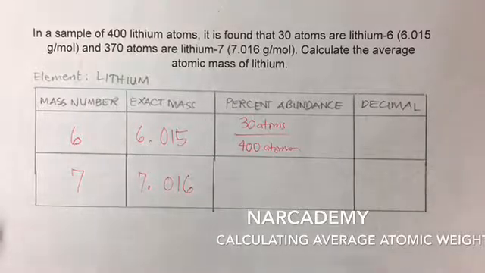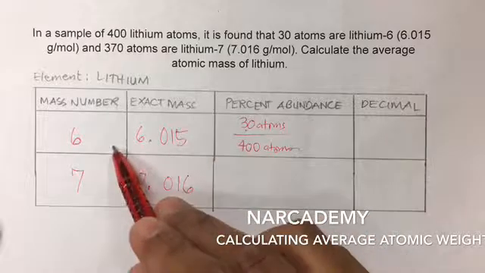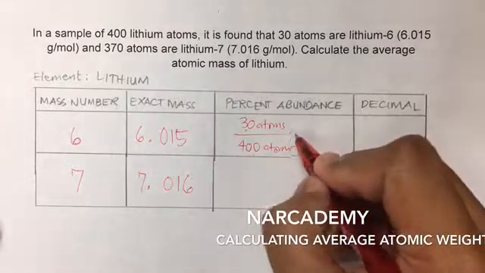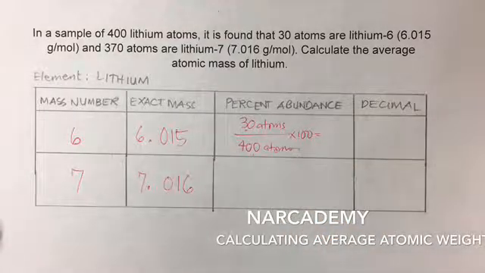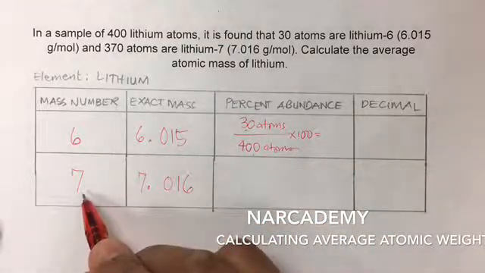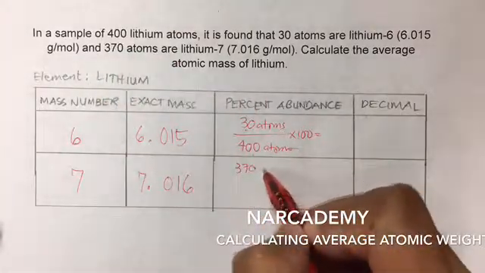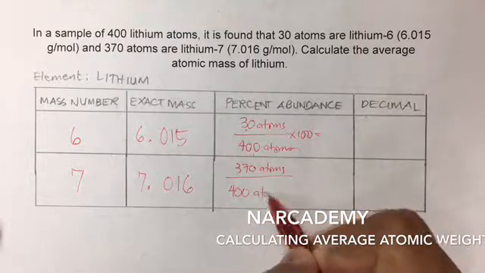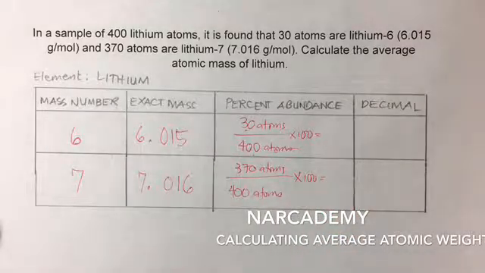So to get the percent, we take the actual number of lithium-6 isotopes, which is 30, divided by the total number, which is 400 atoms. Then we multiply the quotient by 100 to get the percent abundance. On the other hand, for lithium-7, we have 370 atoms, so 370 divided by the total, 400 atoms, and again multiply by 100 because it's a percentage.